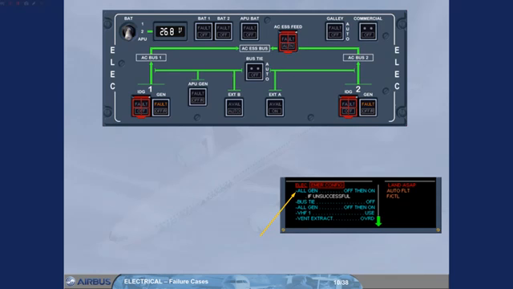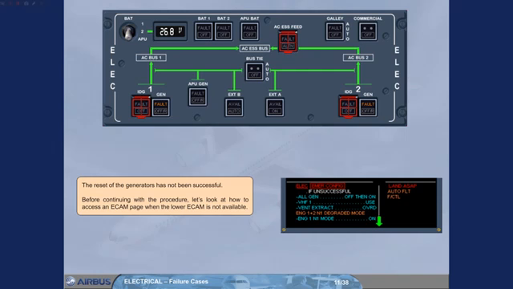You will try to reset the generators. Here, this will be done for you. The reset of the generators has not been successful. Before continuing with the procedure, let's look at how to access an ECAM page when the lower ECAM is not available.